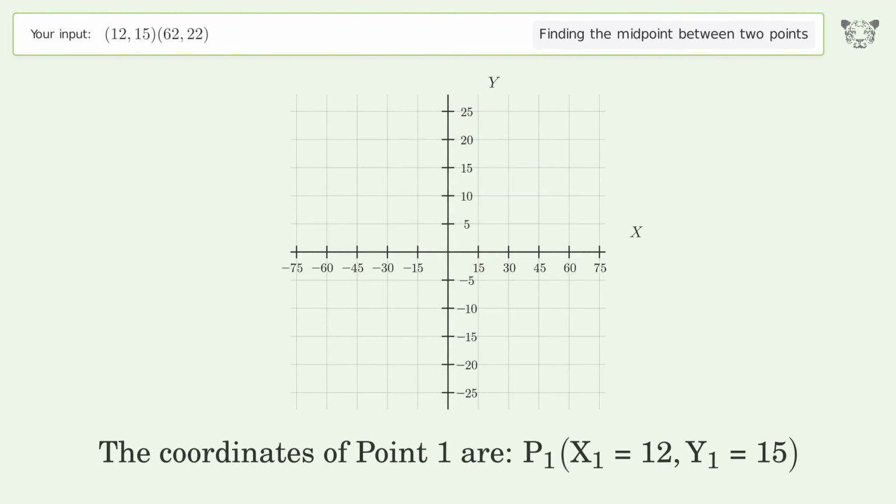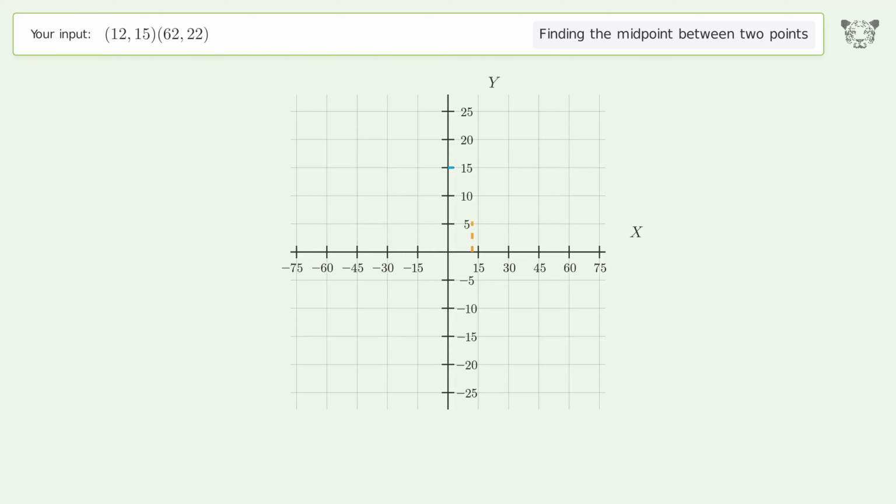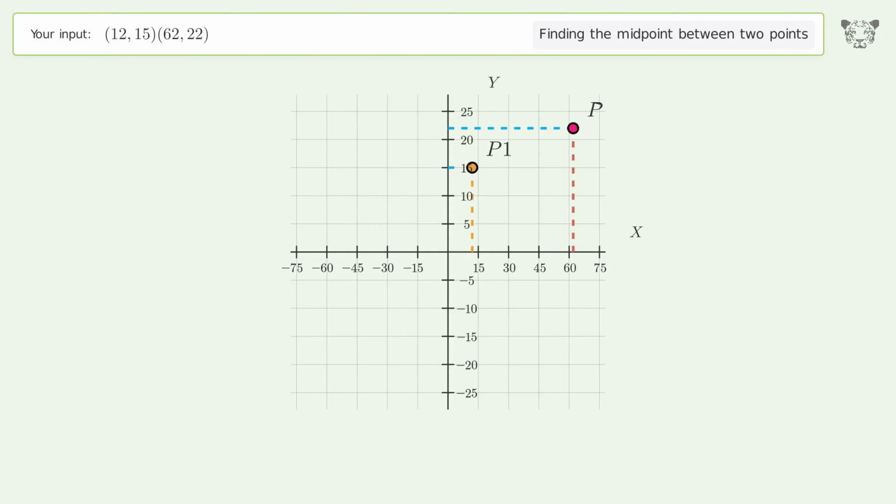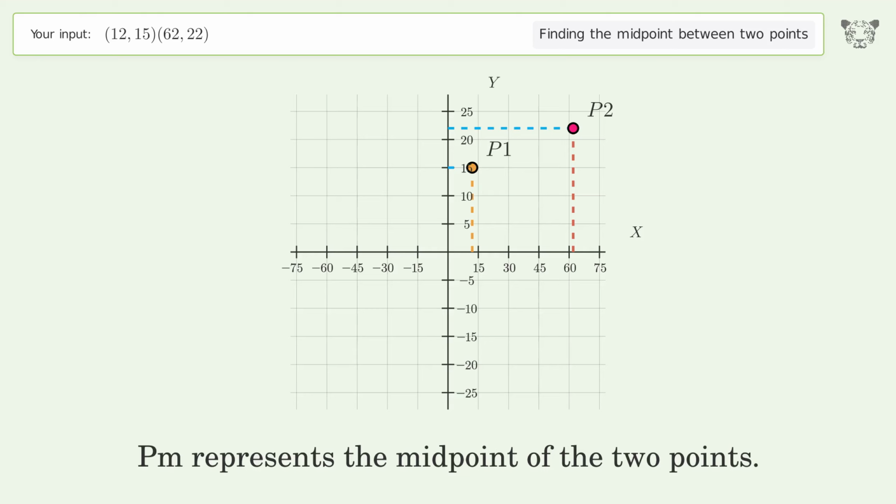The coordinates of point 1 are x1 equals 12, y1 equals 15. The coordinates of point 2 are x2 equals 62, y2 equals 22. PM represents the midpoint of the 2 points.